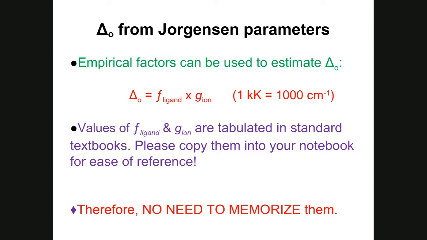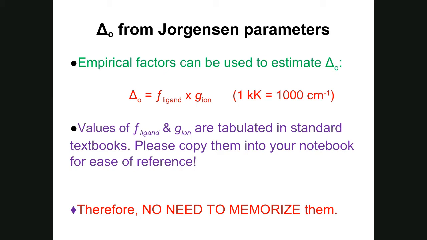Perhaps it's in the next slide and not this one. This is another very important slide, information that you need to be familiar with and be able to apply. It is on the determination of the splitting parameter, the energy gap between the T2g and your eg set of orbitals. It is empirically derived, and values have been determined and tabled in textbooks by a man called Jorgensen, and they are known as Jorgensen parameters.